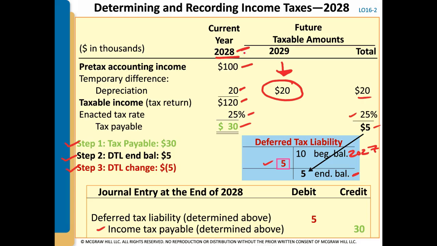So step 3 is you record the change between your beginning and ending deferred tax liability. So I have a debit to deferred tax liability for $5. And step 4 is my income tax expense, which will be a plug.